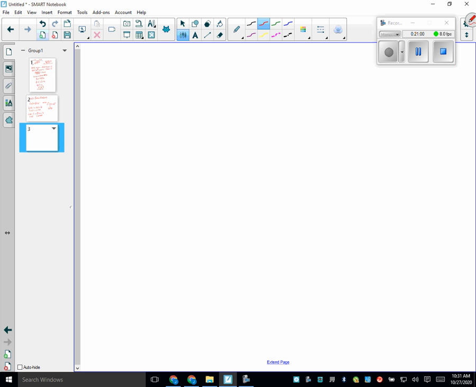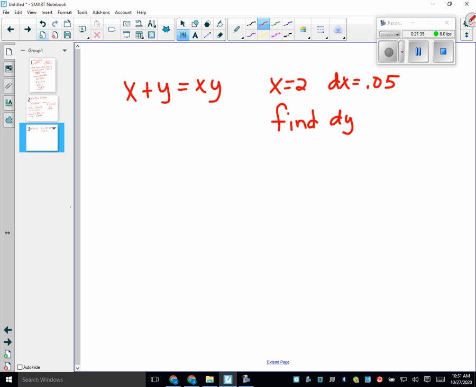All right. Now we're doing differentials, which means I'm going to take the derivative of every letter in the equation. Here is my equation. Here is what I'm given: x equals 2, and dx is 0.05. I'm asked to find dy.